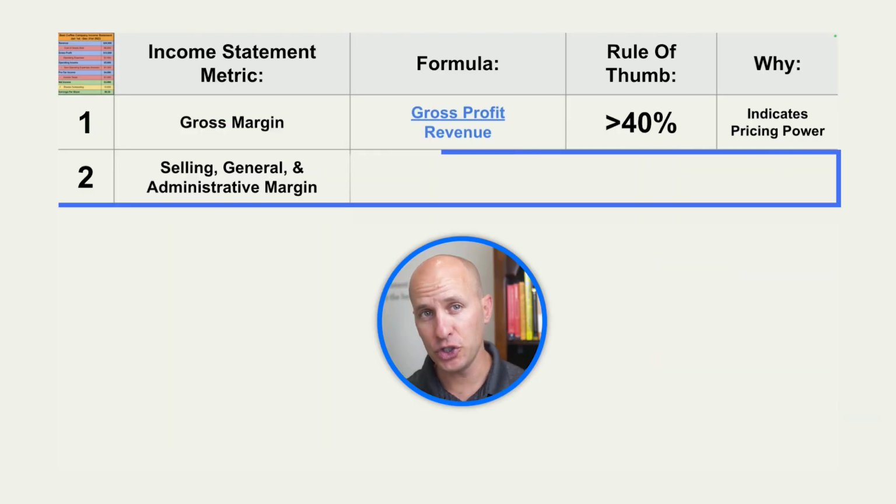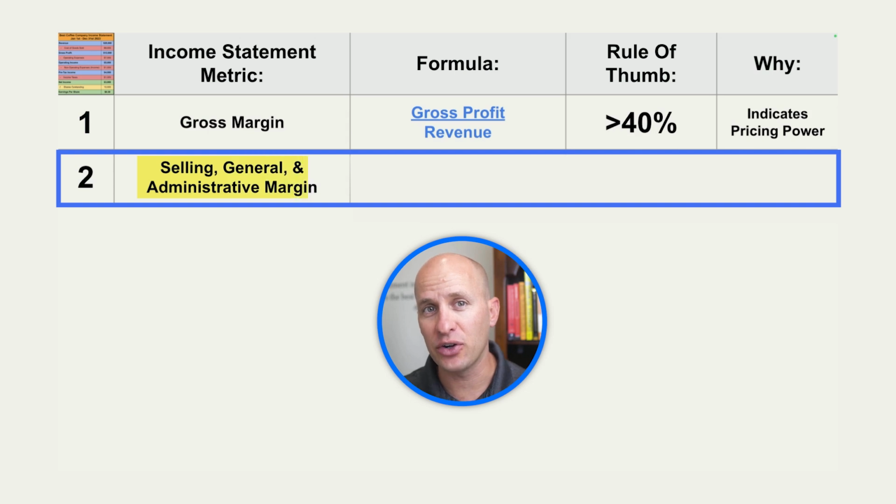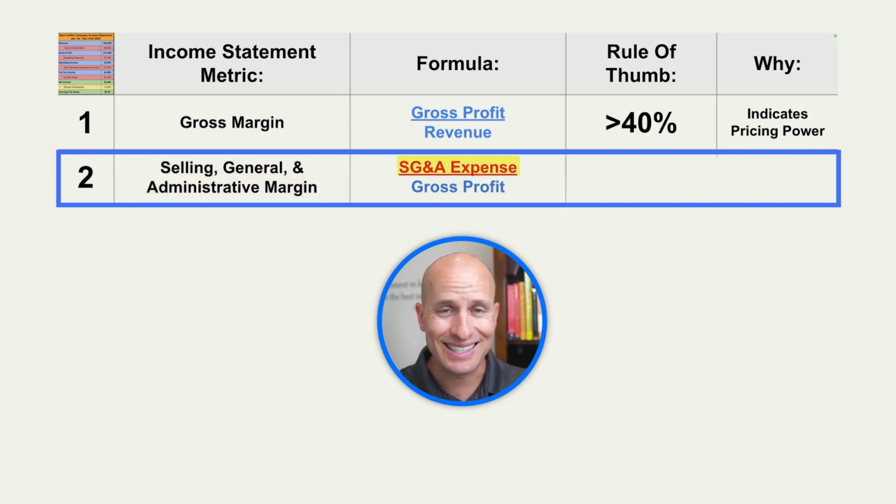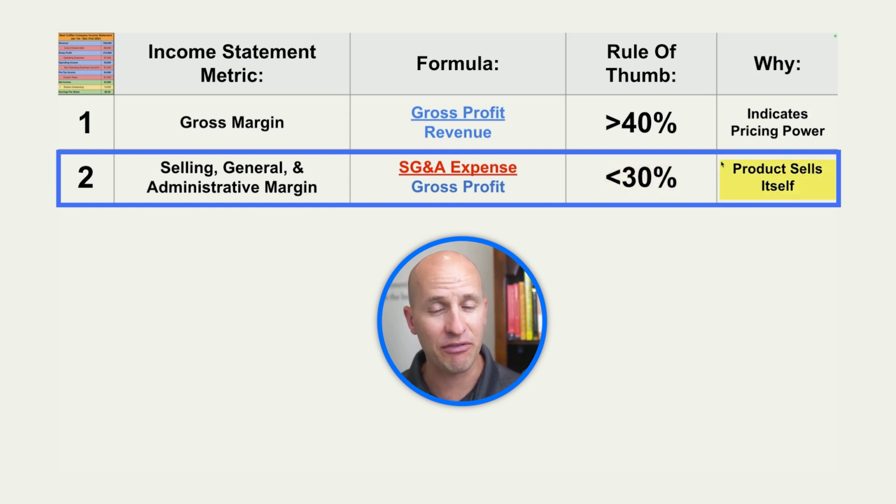Rule of thumb number 2 relates to the company's selling, general, and administrative margin. The formula for this rule of thumb is to take a company's spending on selling, general, and administrative and divide it by the company's gross profit. Warren Buffett wants this number to be under 30%, which indicates to him that the product has established itself as a category leader and likely sells itself.